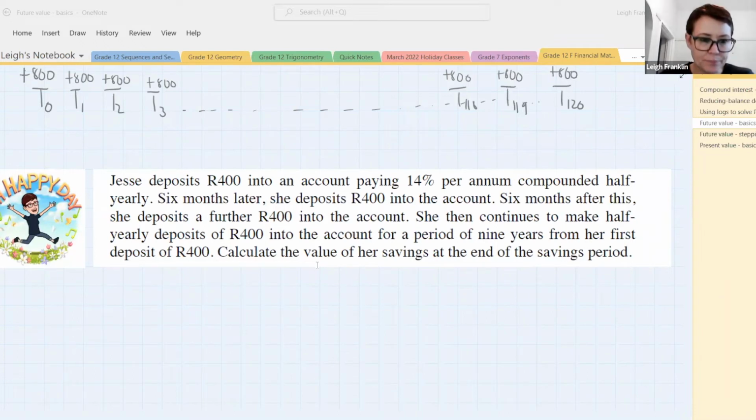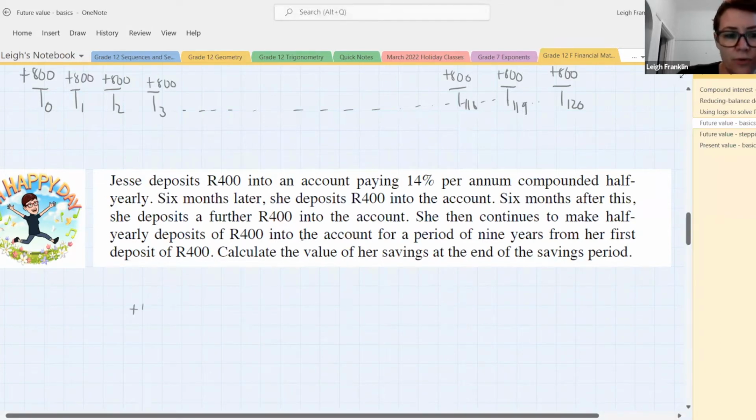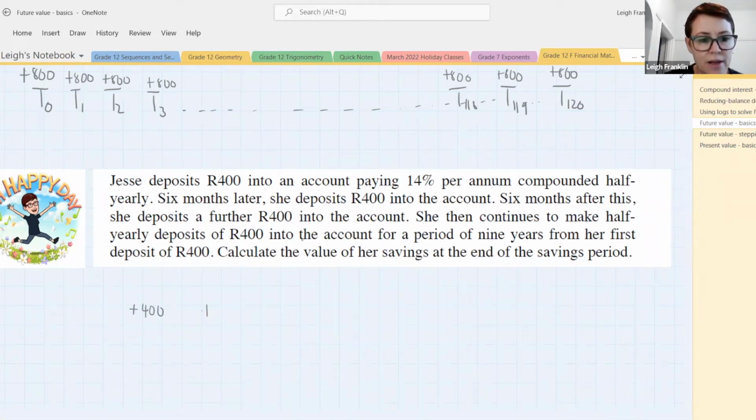Okay, so this is a little bit different. Here, the interest is not compounded monthly. Also, Jessie is depositing 400 Rand and she's doing it every 6 months. So let's just read the language again very carefully. So Jessie deposits 400 Rand into an account. So that's plus 400. 6 months later, she deposits another 400 Rand into the account. 6 months after this, she deposits another 400 Rand into the account, and she continues to do so for a period of 9 years. So she makes half-yearly deposits into the account from her first deposit of 400 Rand.